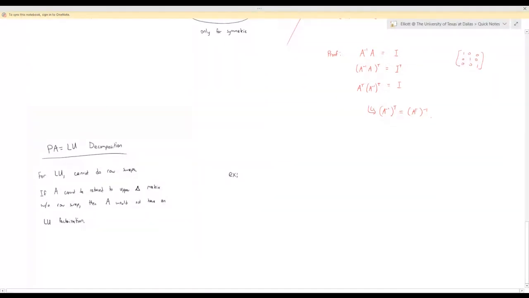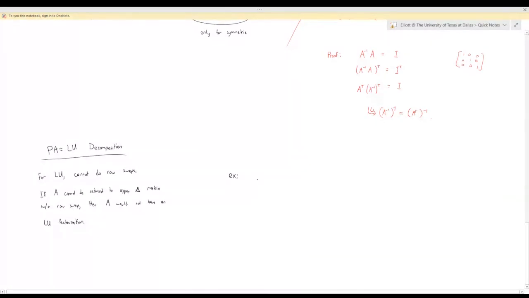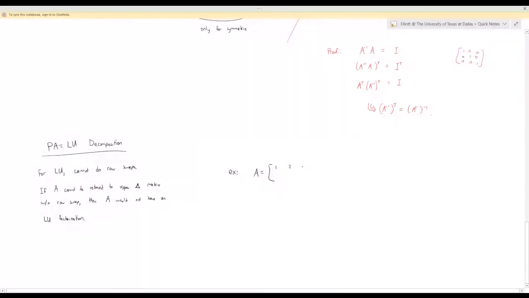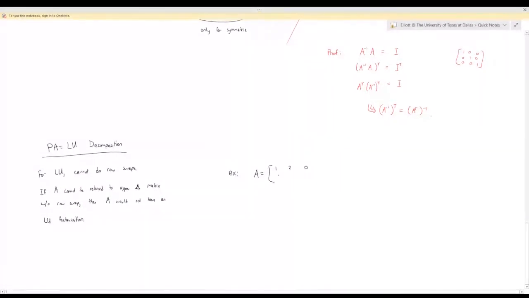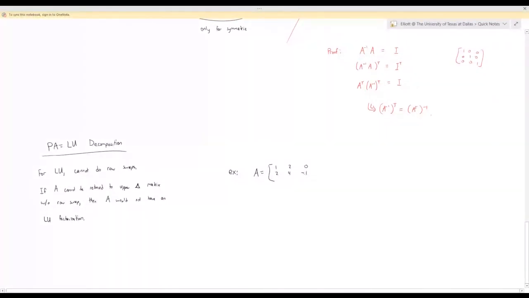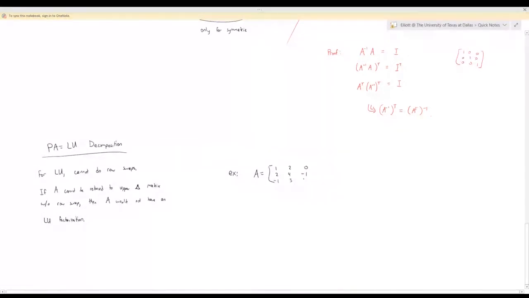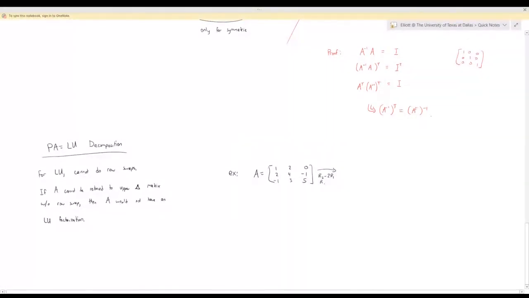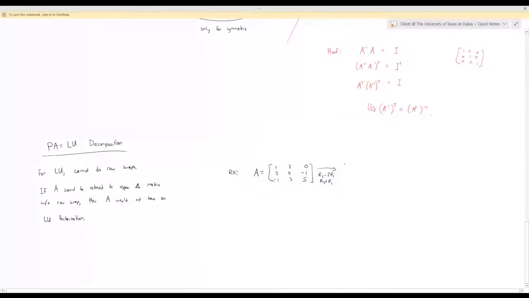So as an example, let's say that we have this matrix A, which is going to be 1, 2, 0, 2, 4, -1, -1, 3, 5. So if you were to try to do the elimination to reduce A to an upper triangular matrix, you would maybe do row 2 minus 2 row 1, row 3 plus row 1.